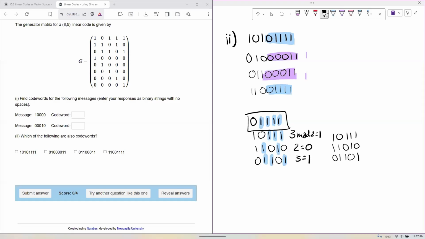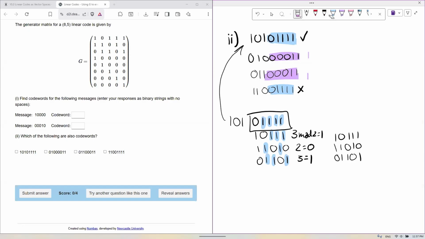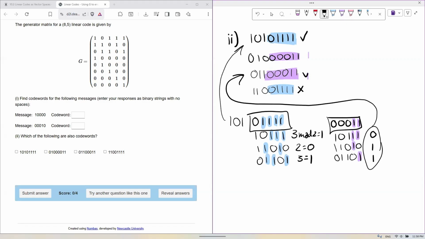3, which is 1, which means that our first 3 digits will be 1, 0, 1, which you can see is up here, this one, which means that this code word is valid and within the subspace, and the other code word that uses this message is not. And so we can do the exact same thing for the second message. And so we have 0, 1, and 1, which means that our correct code word will be this one, and the other one will be incorrect and invalid.